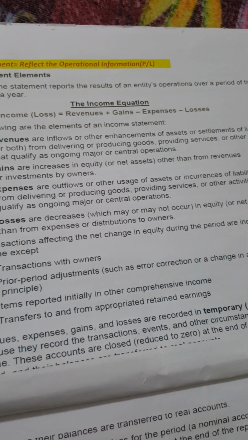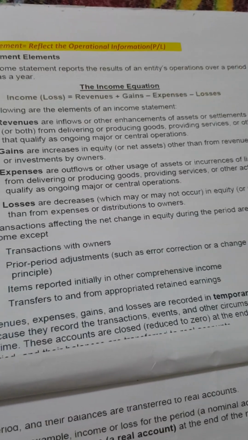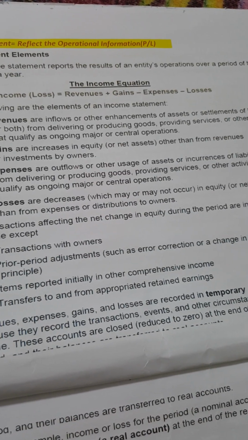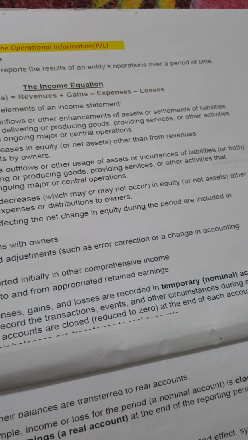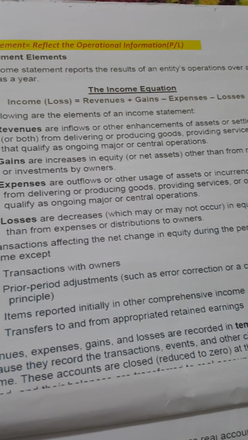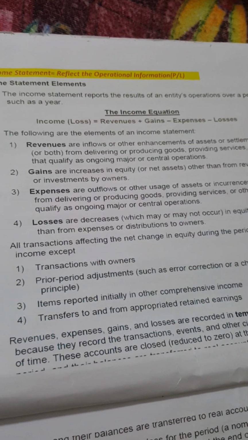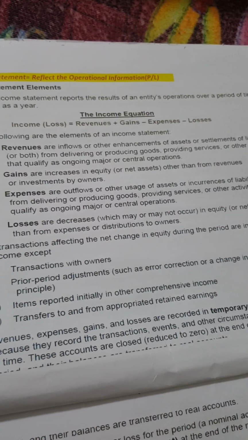Expenses, outflow, have the same definition as revenue. So it is an outflow or other use of assets, or an increase in the liabilities, or both, by delivering or producing the goods or services, or other activities that qualify as an ongoing major or central operation. So it means expenses relate to producing goods, services, and delivering them.